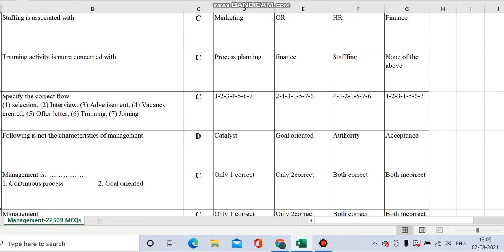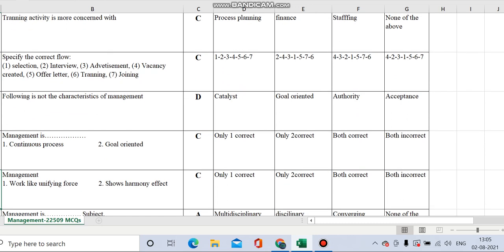Specify the correct flow: selection, interview, advertisement, vacancy created, offer letter, training and joining. And the correct flow is 4321576. Following is not the characteristic of management. Acceptance, it is not the characteristic of management.